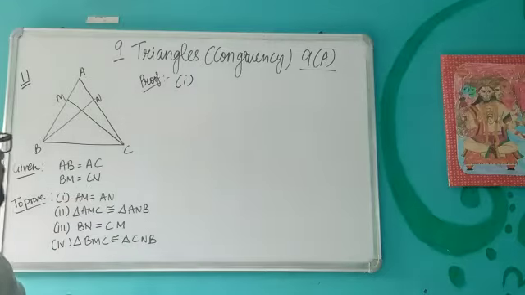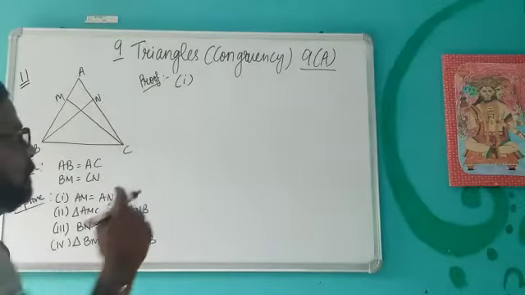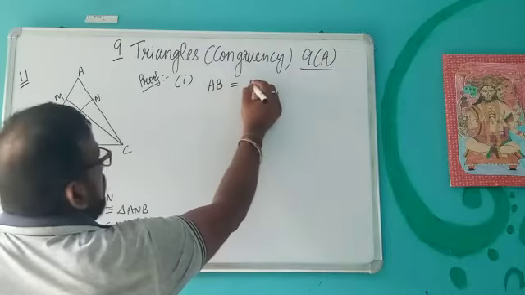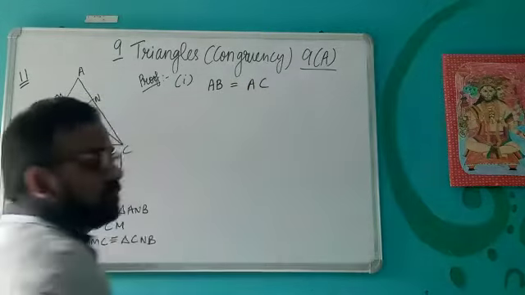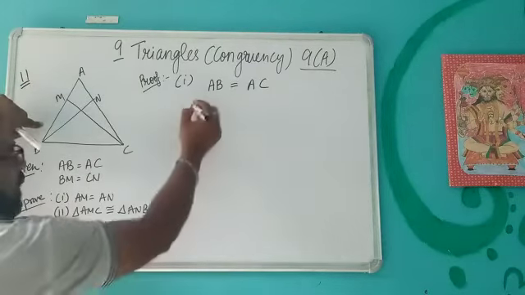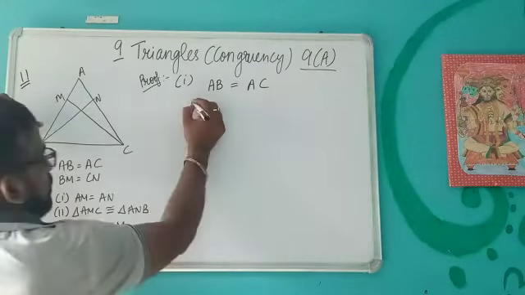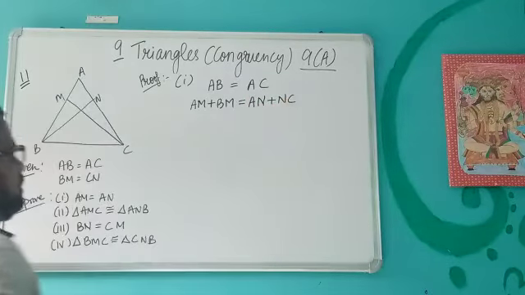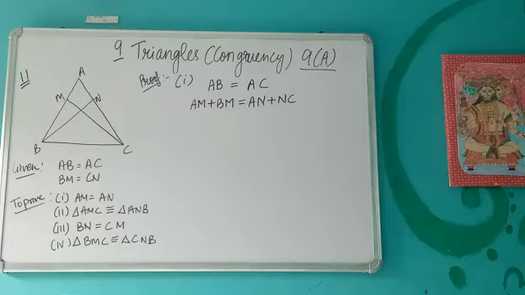Now we have to prove AM equal to AN. So for that, what I am going to do, I will write AB equal to AC. It is given. Then see, this AB is made up of AM and BM. So I will break this AB into AM plus BM, and AC I will break into AN plus NC.